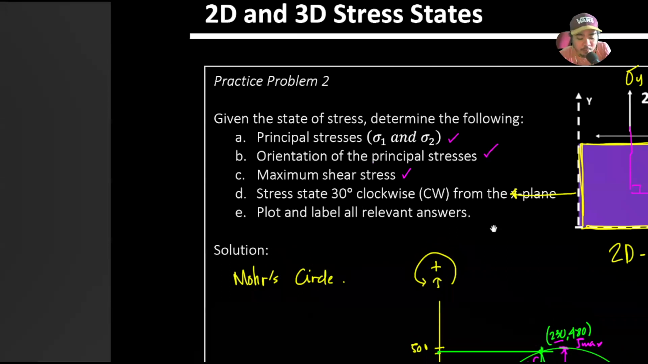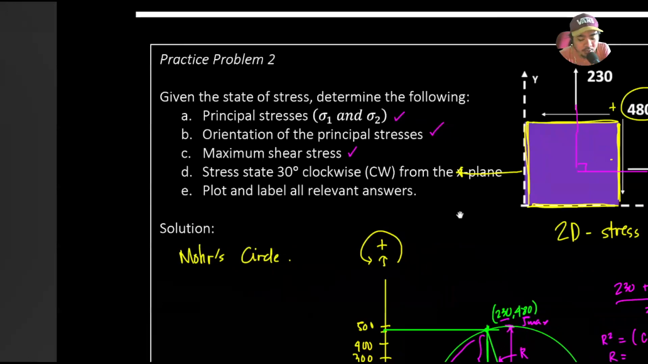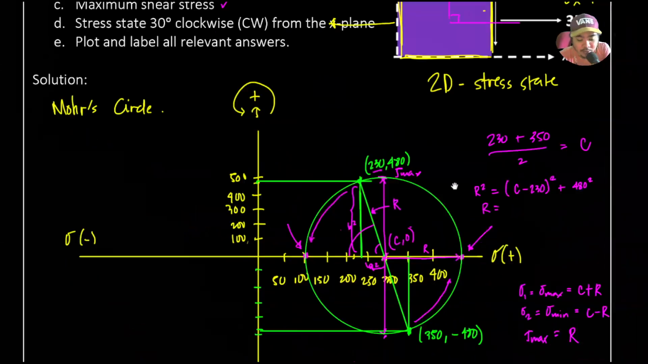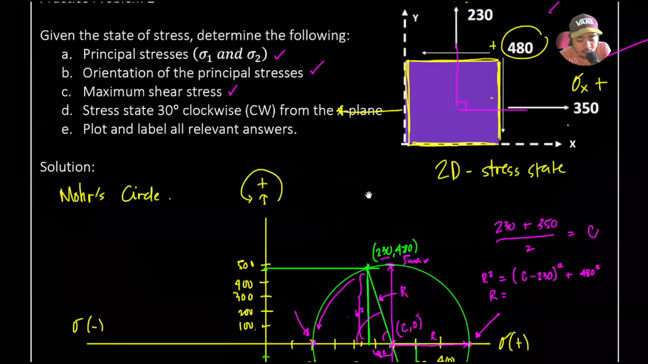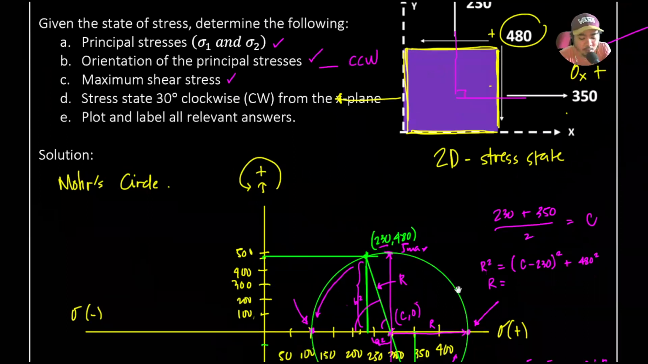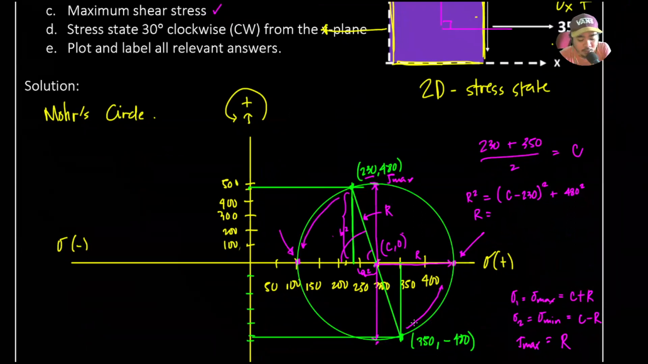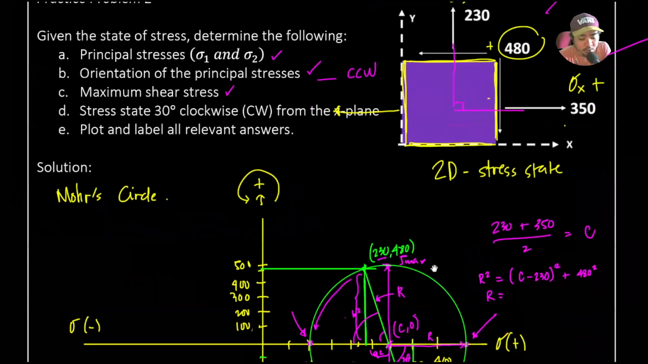Next is the stress state at 30 degrees clockwise. By the way, you need to indicate the direction of whatever degrees you solved. For example, here we are moving in the counterclockwise direction, so n degrees counterclockwise. Even here it is the same, so you can also solve here. Compute this theta, and it should give you the same theta or 2 theta, so that becomes n degrees counterclockwise. Now, what is the stress state 30 degrees clockwise from the plane?